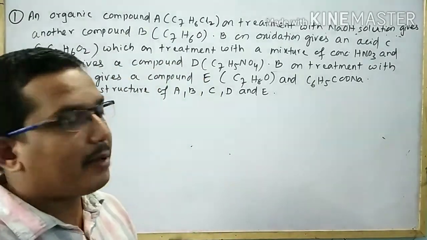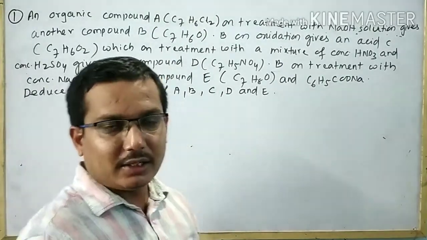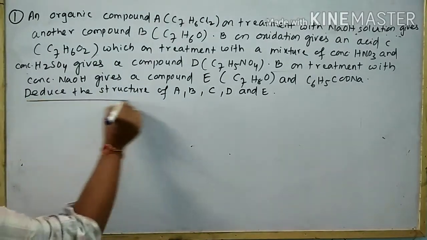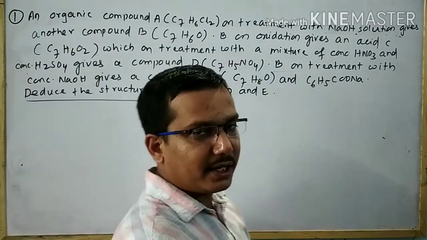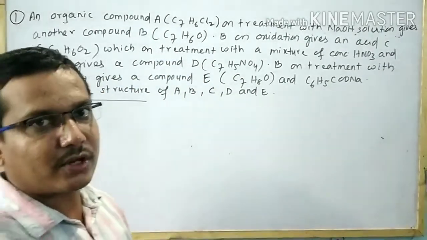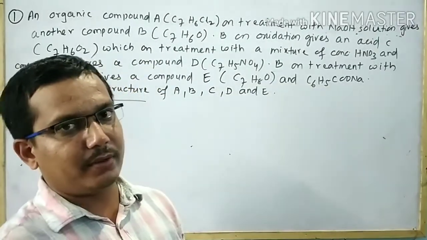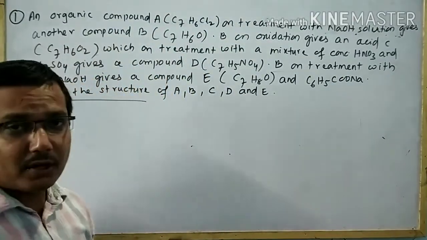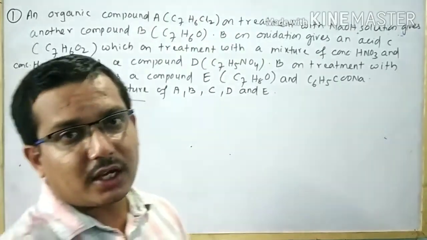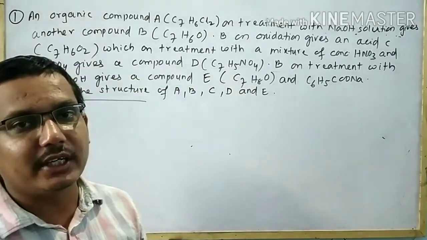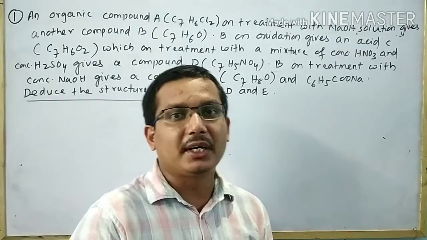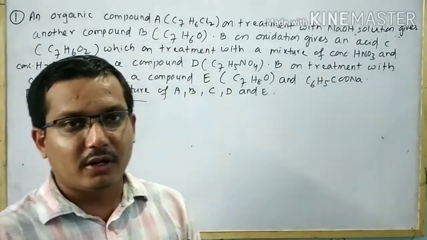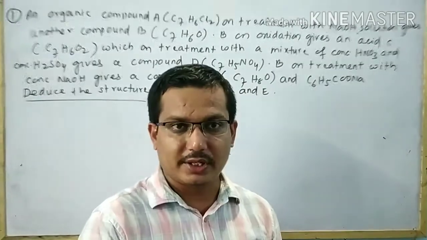Dear student, remember it is highly necessary to write the structure of the compounds because your question is to deduce the structure of A, B, C, D and E. It is highly necessary to write the structure. Otherwise, marks will be reduced in the exam. For solving such type of conversion, the student must read the question repeatedly and find out the key terms, key points.